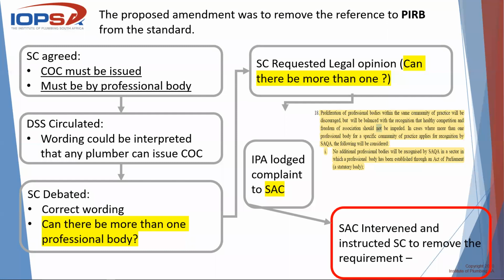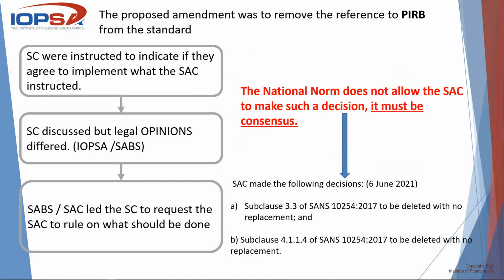What did happen is an organization, the IPA, Inclusive Plumbers Association, lodged a complaint to the SAC. They sent a complaint to SABS, and we're not going to go into the details of that complaint. We don't have time for all of that. But the short version, what happened is the SAC then intervened. They felt that they had to step into the process and make some changes.